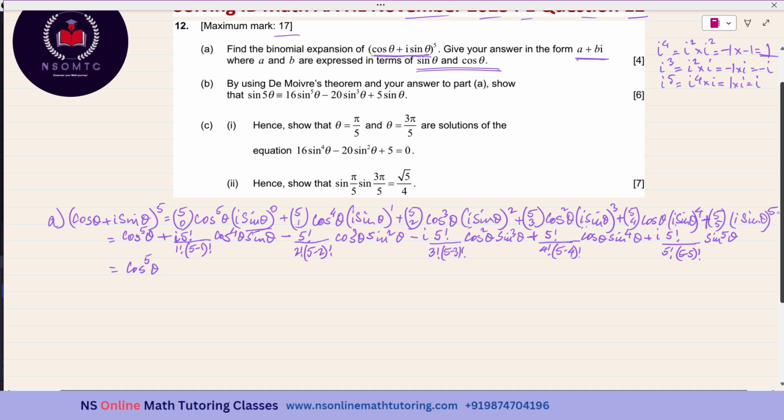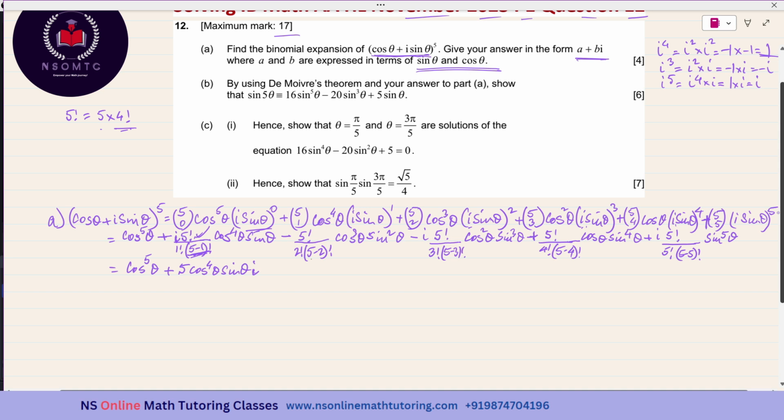And this is 5 factorial over 4 factorial. 5 factorial is 5 times 4 factorial. So this is 4 factorial, and in the numerator we will be having 5 times 4 factorial. So this and this will be getting cancelled. So it will be 5. So I can write 5 cos to the power of 4 theta sine theta i. You can write i at the first as well.